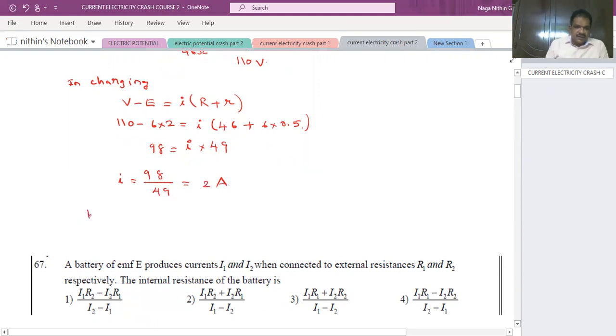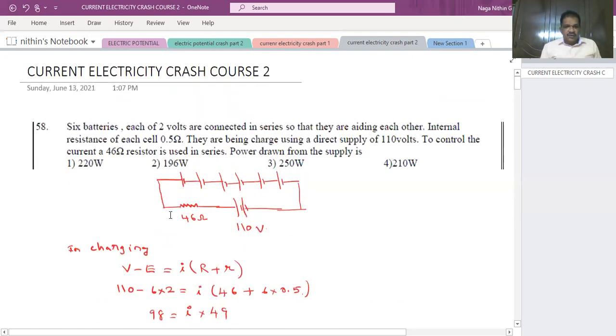Power they are asking. Power is equal to V into I. V value 110, I value 2. It becomes 220 watt. So the answer for this will be the first option. Next.